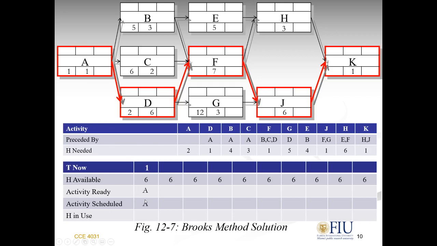Yes, we can. How many helpers in use for activity A? We get that value from here. It's 2. We move to the next cell. If we have 1 there, 1 plus 1 is 2. We completed that activity on day 2, which means we move now to T now to be 2.